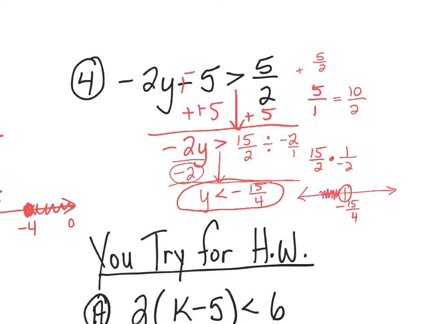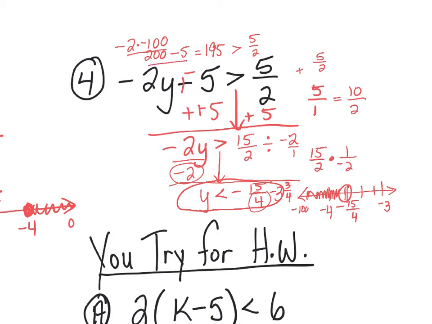Correct. So, you guys remember when it's in fourths, I also know if I divided that, that's negative 3 3/4, isn't it? Okay, and you guys know that this would be negative 3, this would be negative 3 1/4, negative 3 2/4, negative 3 3/4, and then negative 4 would be here. So when you check it with negative 100, you get negative times negative is positive 200, minus 5 is 195, and that is greater than 5 over 2.